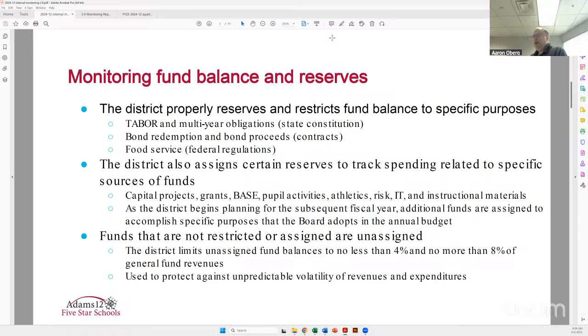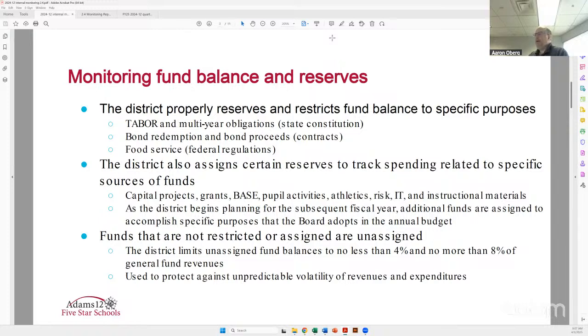After that, we have a group of items that do then get assigned for a very specific purpose. And it can also be dependent upon the specific source of revenue that is used. So for example, those base monies are held within a base fund. All of the tuition that is generated from base stays within base and is spent on base. Same thing with pupil activities, athletics, and the like.